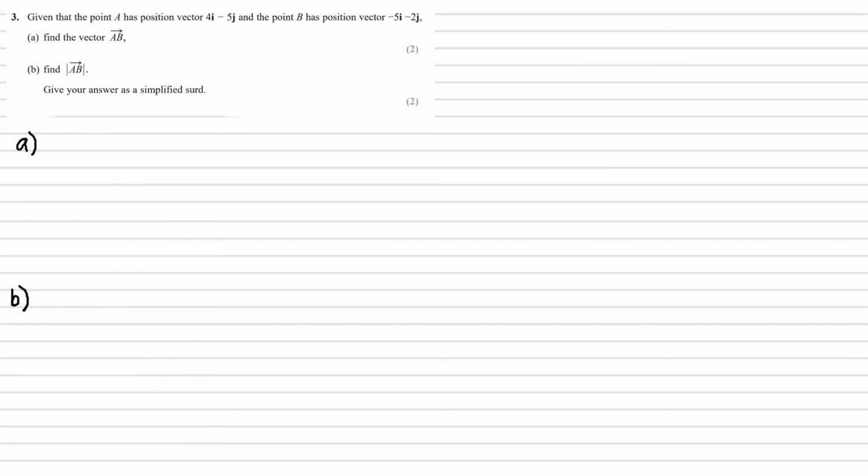Hi. So for question 3, we're told, given that the point A has position vector 4i minus 5j, and the point B has position vector minus 5i minus 2j, find the vector from A to B. Okay, so for part A of this question, like any other maths question, I would recommend you draw a nice big schematic of the question.